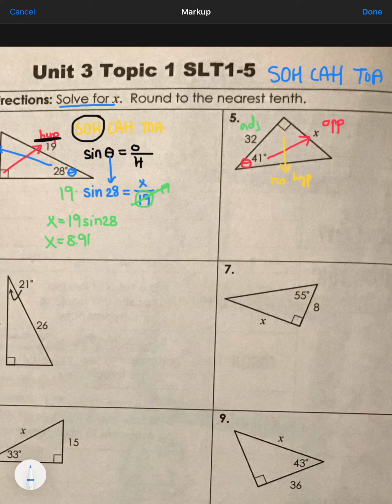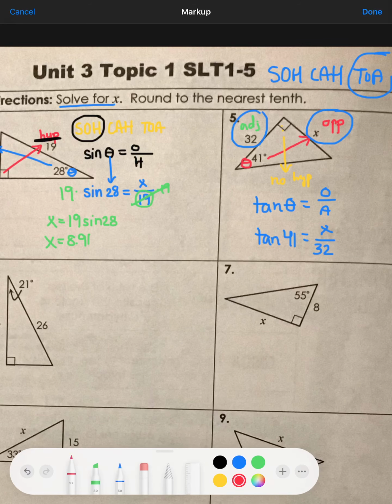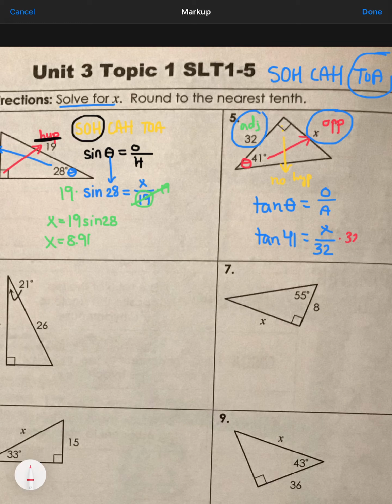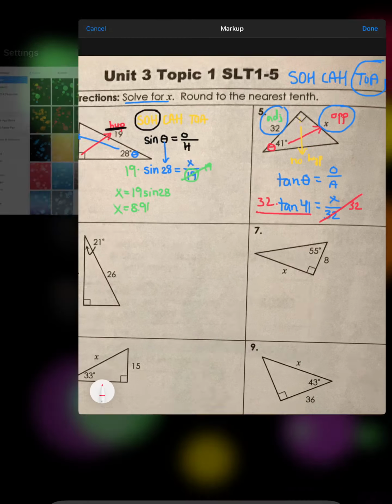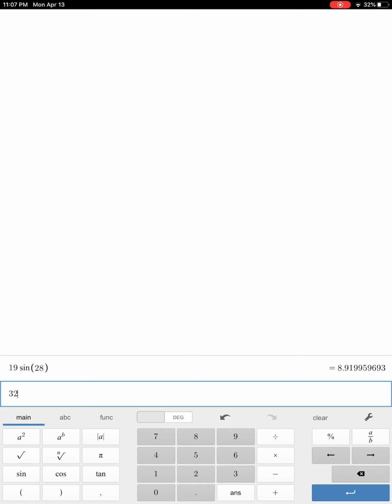So if I have SOHCAHTOA, which one of them, the SO, the CA, or the TOA, relates the opposite side, the O and the A? Well, that would be the TOA. So I have tangent of theta equals the O over the A, and we just fill it all in. The angle was 41. The opposite side is x, and the adjacent side is 32. Now I want x by itself, so multiply by 32 on both sides.